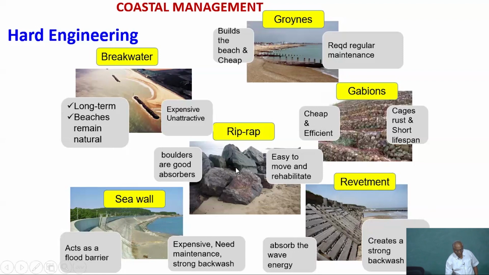These are riprap, which are again similar to the seawalls. You have boulders. A flatter slope is better. A flatter slope will result in smaller size stones. A steep slope will result in larger stones. It's very simple.